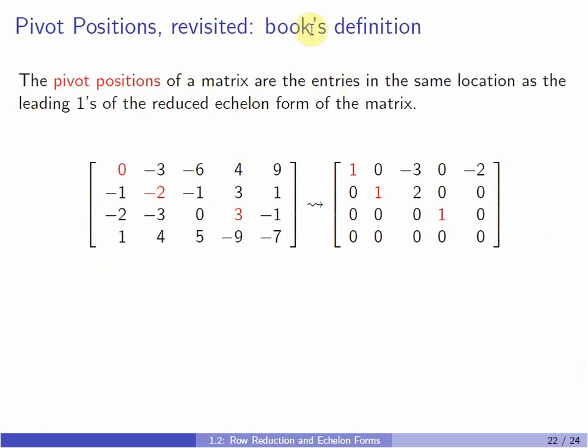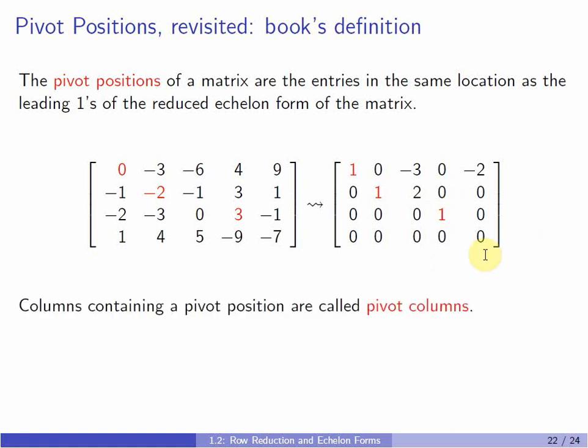And if we go to the book's definition of pivot positions, this is why I wanted to do our thing earlier in the presentation, but the pivot positions are where the 1s end up ultimately being in the reduced echelon form. It's just hard to talk about the reduced echelon form before you get there. And this is a bit of a repeat, but the columns that contain the pivot positions are the pivot columns.